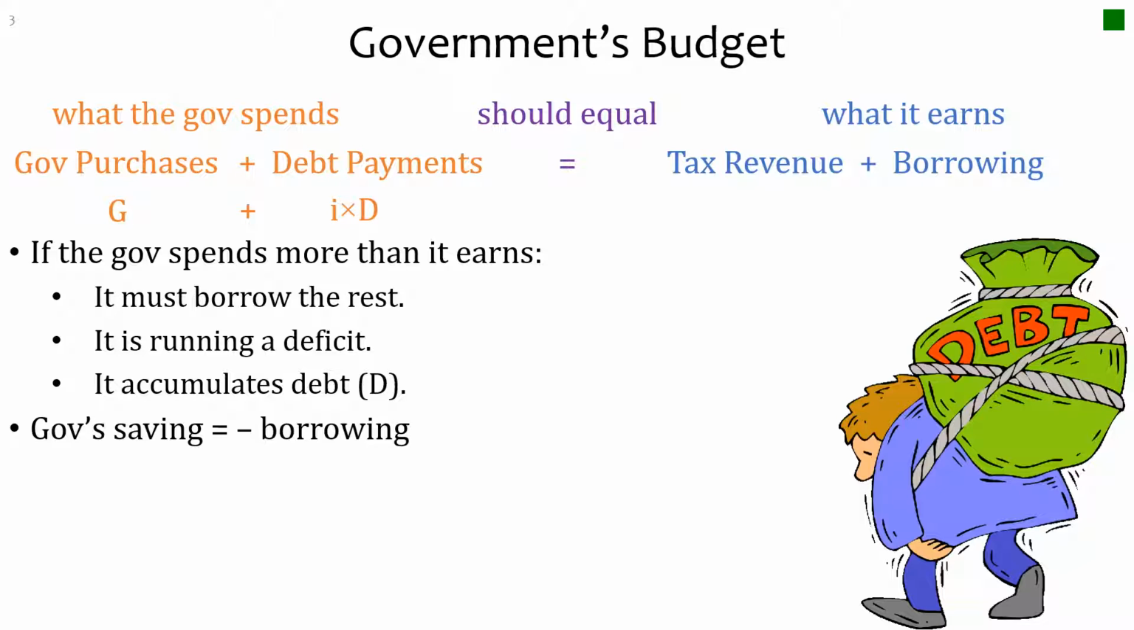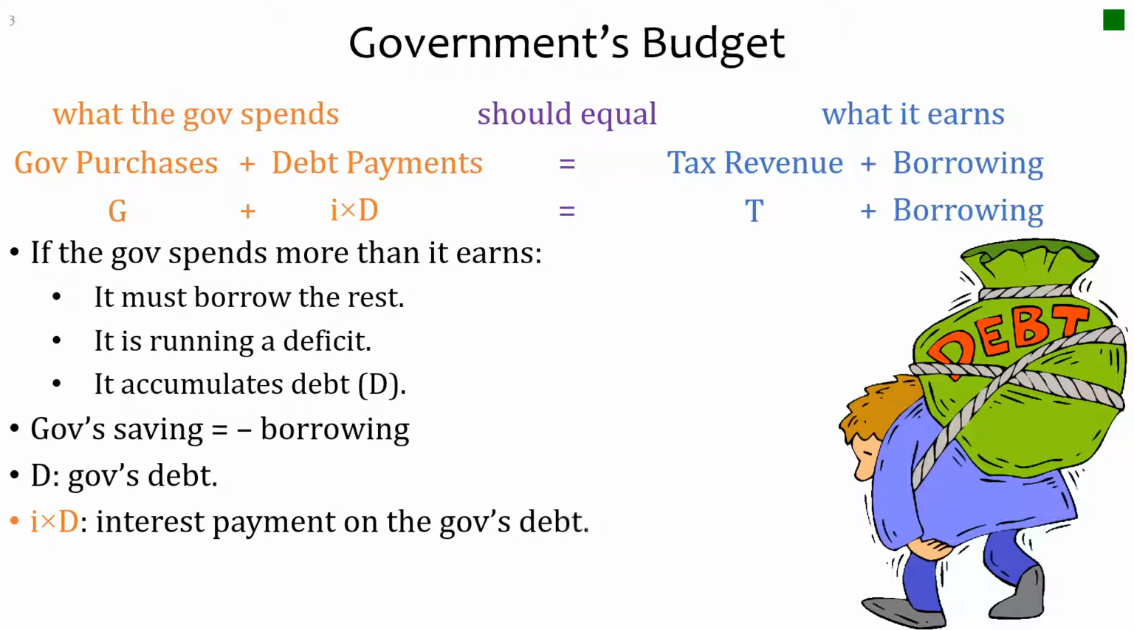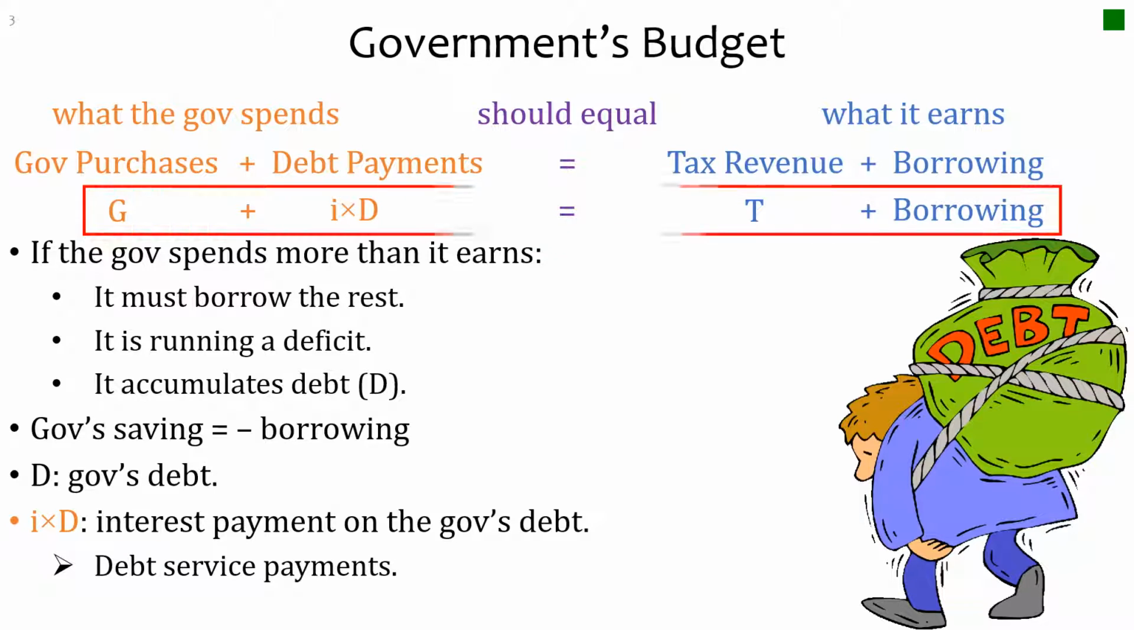So government purchases is G, debt payments are I times D. I'm going to tell you what that is. That should equal T, which is tax revenue, plus the amount borrowed. D is simply government's debt from before, and I is the interest rate. So I times D is the interest payment on the government's debt, right? So this is kind of like the interest that the government has to pay every year on its outstanding debt. It's called the debt service payments. That is a useful formula, so highlight it or underline it when you write down your notes.